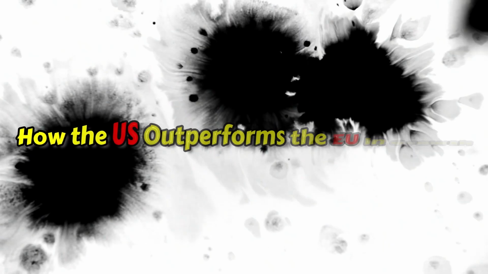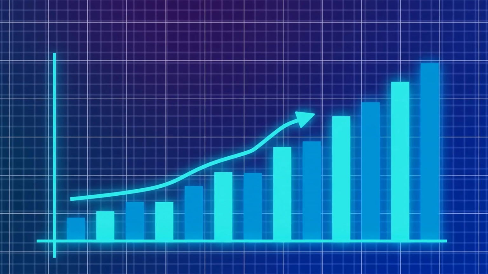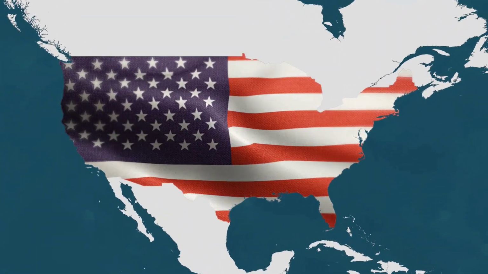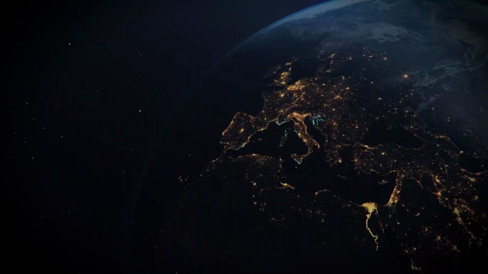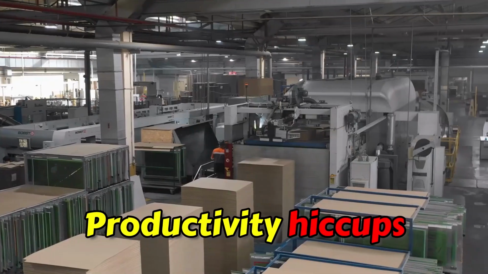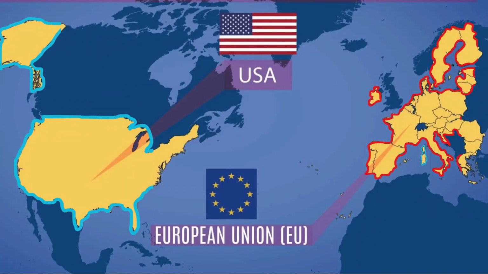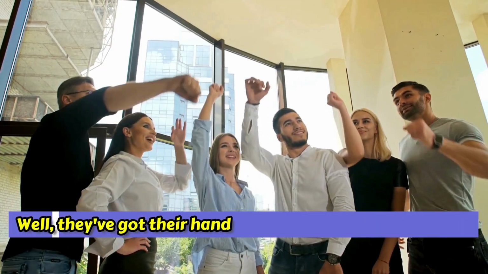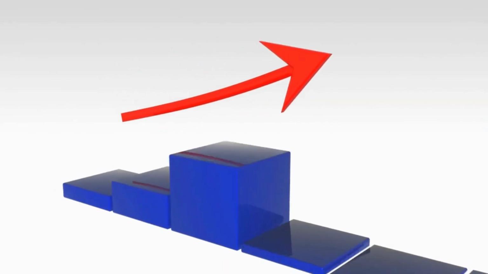How the US outperforms the EU in growth. With faster growth and cool innovations, the US is always one step ahead. On the other hand, the EU is taking its time, dealing with things like slower markets and productivity hiccups. So why is the US outpacing the EU? Well, they've got their hands on the proper steps for success, and the EU is working on its version to level up.